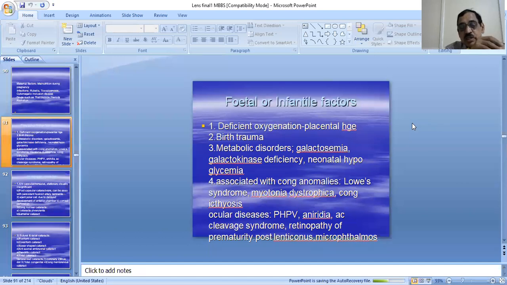It occurs in premature and underweight children. And posterior lenticonus is another congenital condition which may be associated with congenital cataract. And microphthalmos is another condition which is associated with congenital cataract.